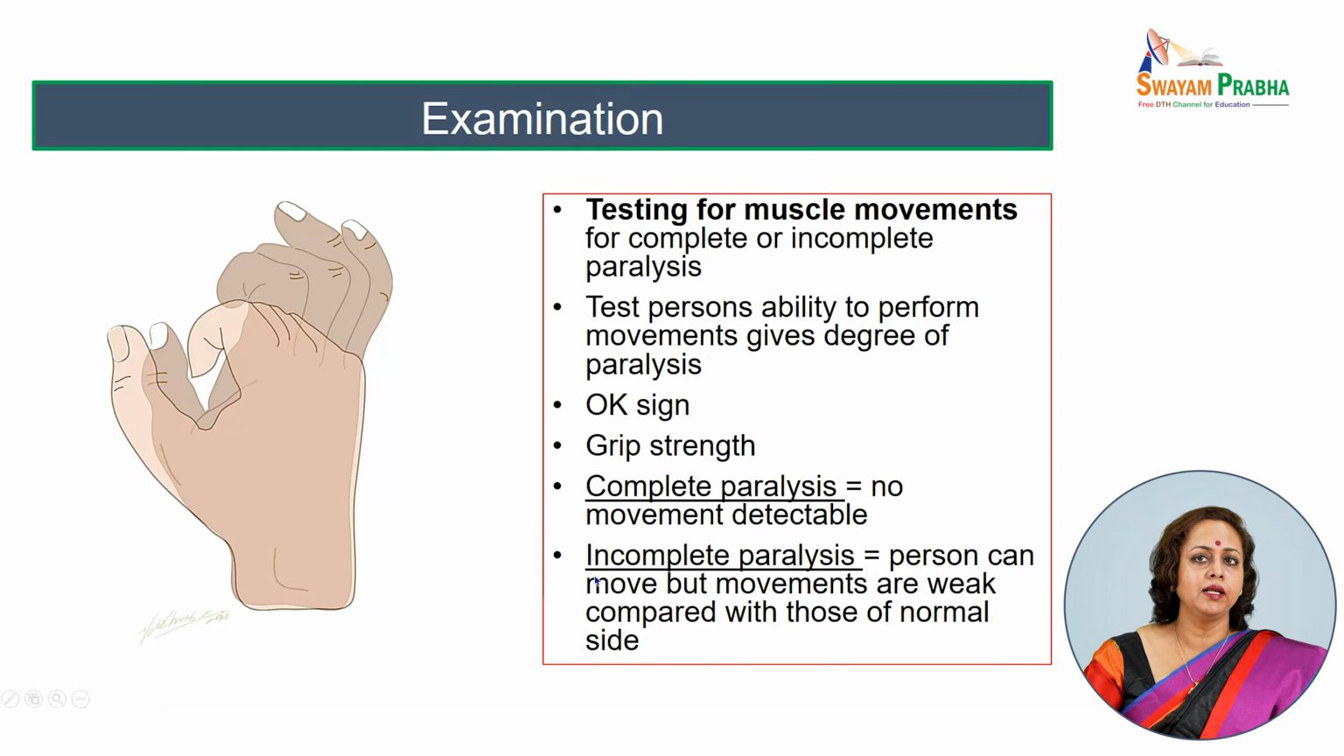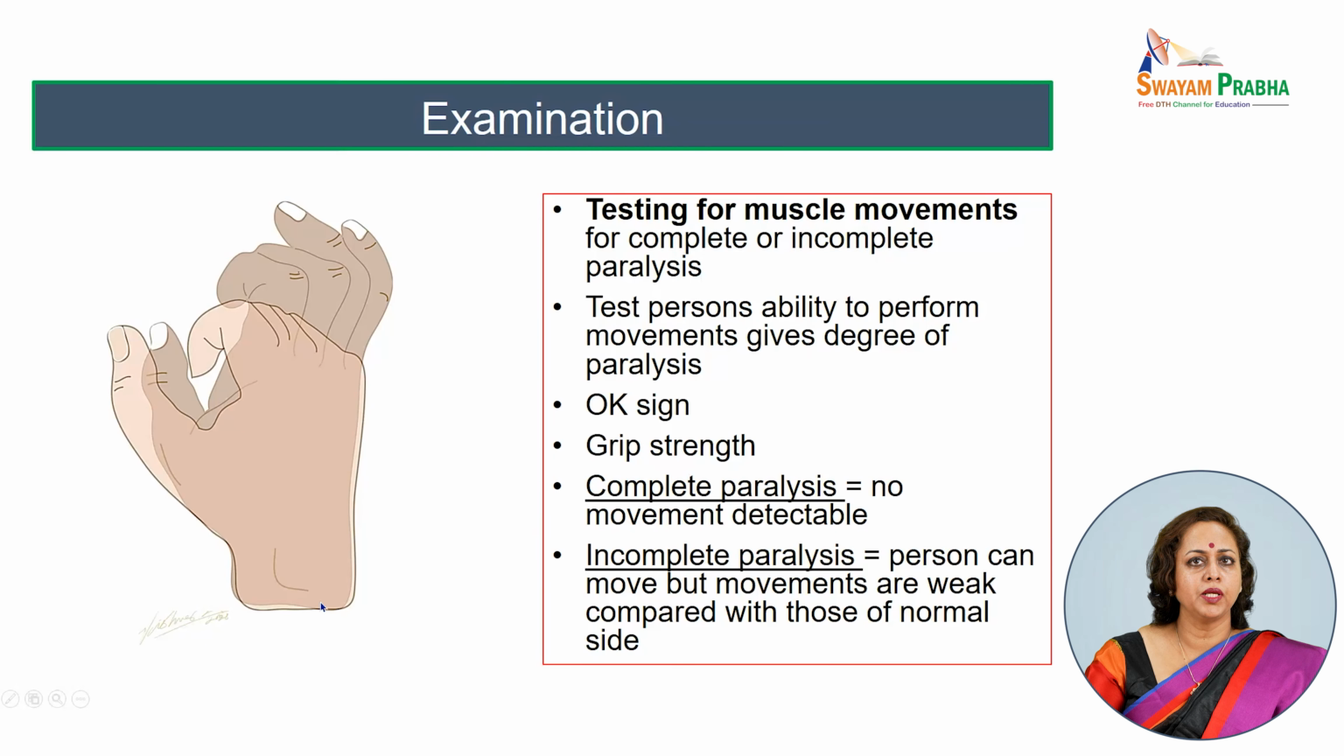Most often it is an incomplete type of paralysis where the muscle can move, the person can move the muscle, can do the movements, but the movements are weak. If you compare them with the normal side, you will find that the affected side has weaker movements. So this is an incomplete type of paralysis.